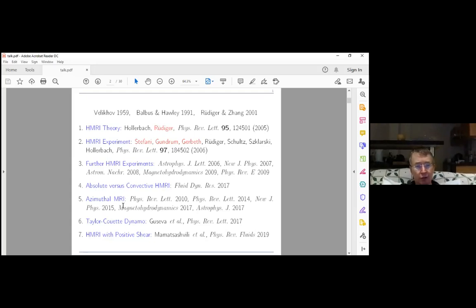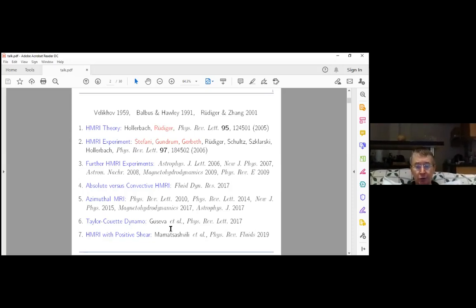Then it turns out that you can also take a purely azimuthal field and you can generate instabilities with that. So we did some theory on that, and there's also experiments on that and fully nonlinear calculations. I won't discuss it here, but there's also a Taylor-Couette dynamo where you just switch off the externally imposed fields completely.